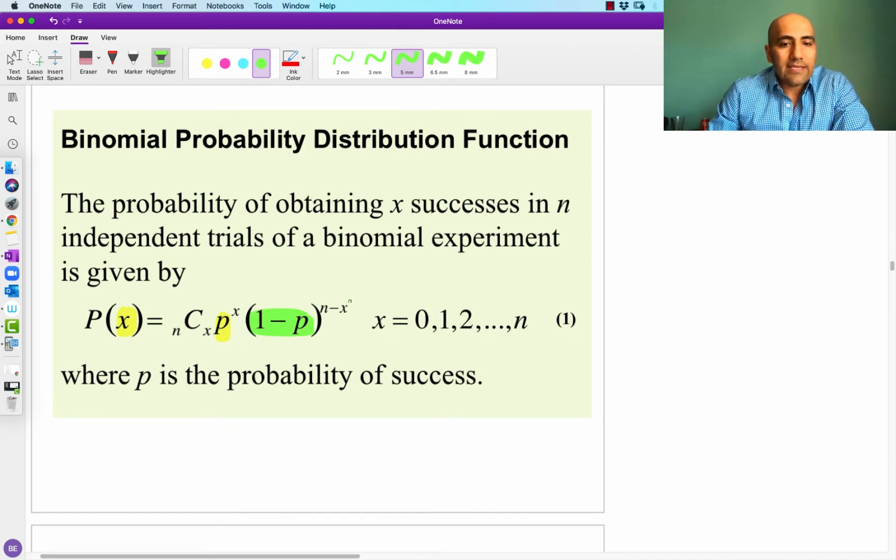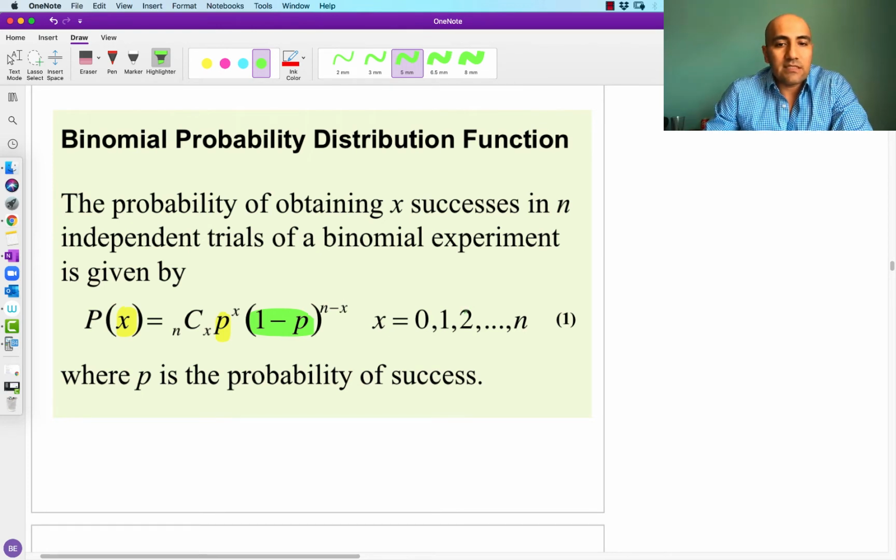And then we raise it to the power of the number of failures, remembering that everything is either a success or a failure. So it must be the case that this exponent plus this exponent add up to n, right? And so that's how we get to this. If we have n independent trials and we're looking at x successes, then there must be n minus x failures, right? The rest of them are failures.